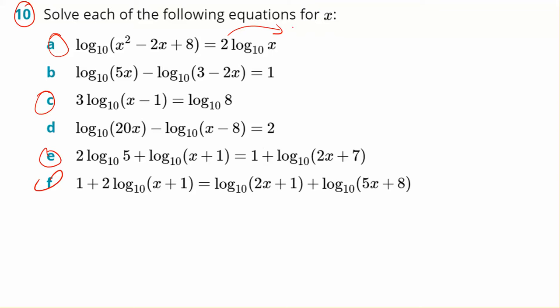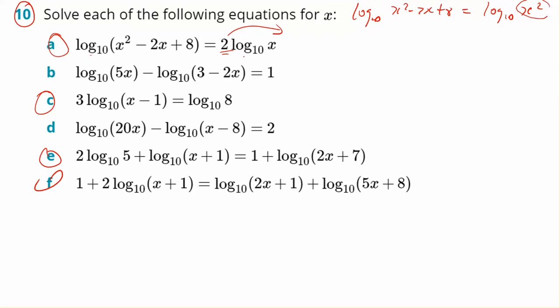But in order to do that, can you see we have a 2 at the front of the log? In order to compare the logs, whatever's inside the logs, and say apples equals apples, we need to make sure the 2 is taken care of. So we're going to put this 2 up as a power. So we've got log base 10 of x squared minus 2x plus 8 on one side, and on the other side we've got log base 10 of x squared.